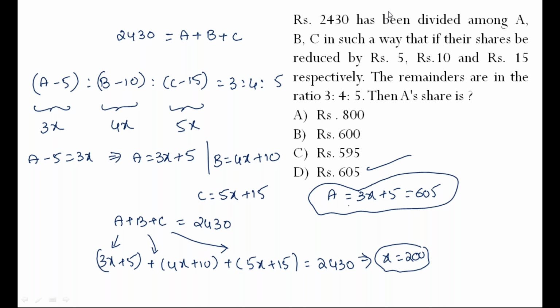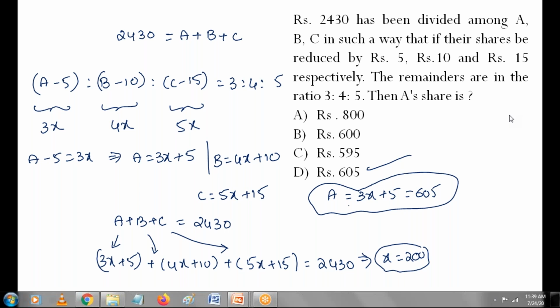Okay, see how you people are working. That amount is distributed among A, B, C. The 5 is also added. After reduction it's 600, so the original A amount is 605. Fine. You just see that. Hope you understand. A reduced by 5, B reduced by 10, C reduced by 15, then it is in the ratio 3 is to 4 is to 5, right?